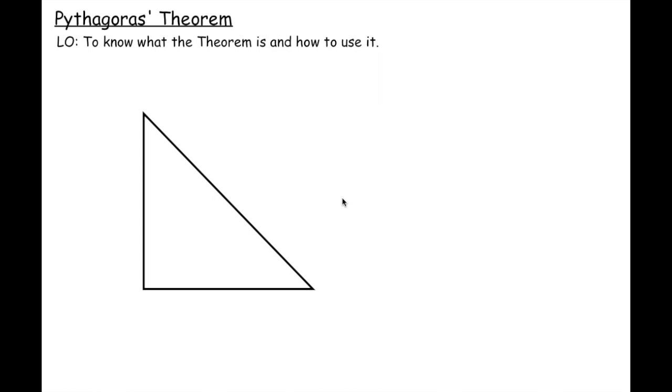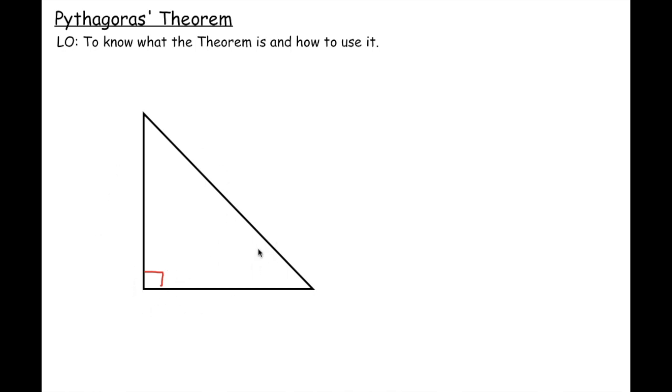Hello everyone. In this video we're going to look at Pythagoras' theorem. We're going to look at what it is and how to use it. Pythagoras' theorem is used in right angled triangles. So first thing you need to make sure of is that you've got a right angled triangle. It doesn't work in non-right angled triangles, so you need to make sure you have right angled triangles for this.